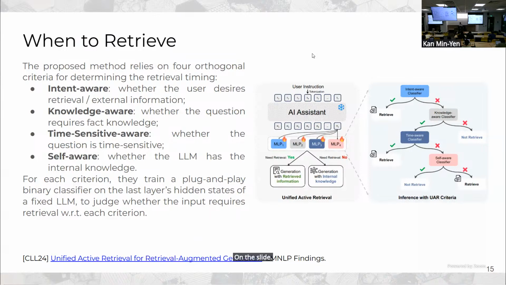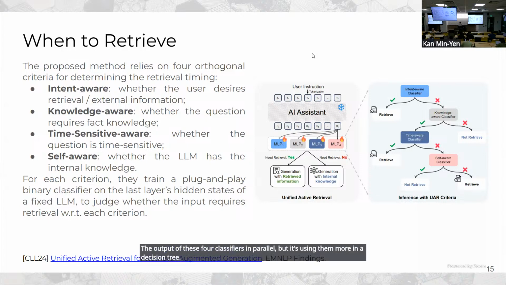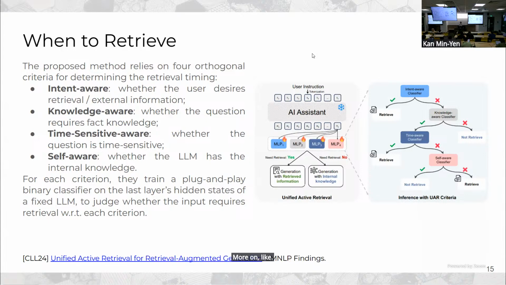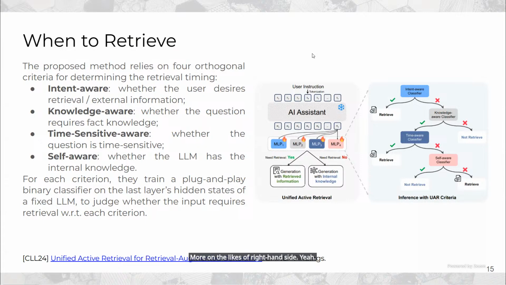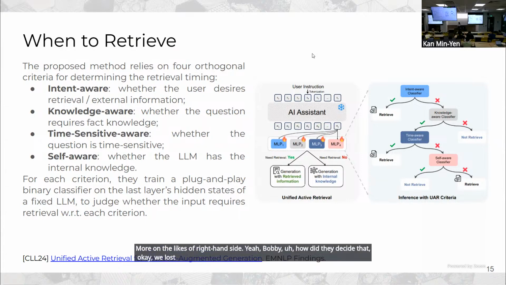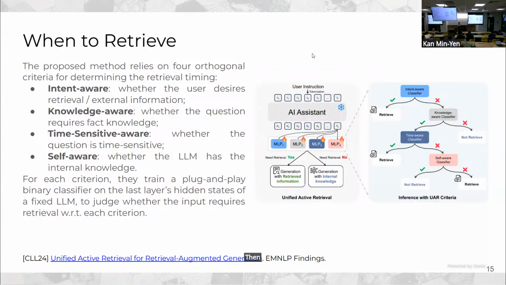What I see is that at training time, it's training all four of these classifiers. And then at test time, maybe it's computing the output of these four classifiers in parallel, but using them more like a decision tree, like on the right-hand side. But how did they decide that we'll ask the intent-aware classifier first, then move on to knowledge-aware, then time-sensitive?